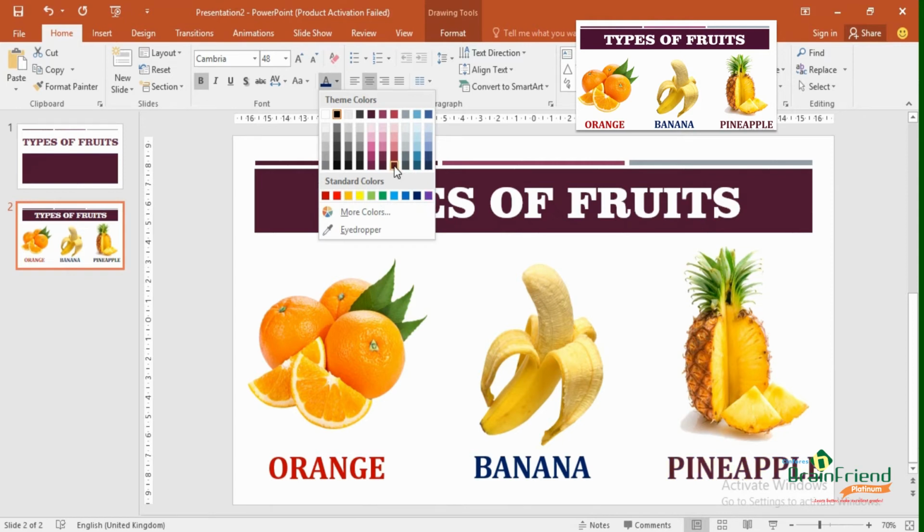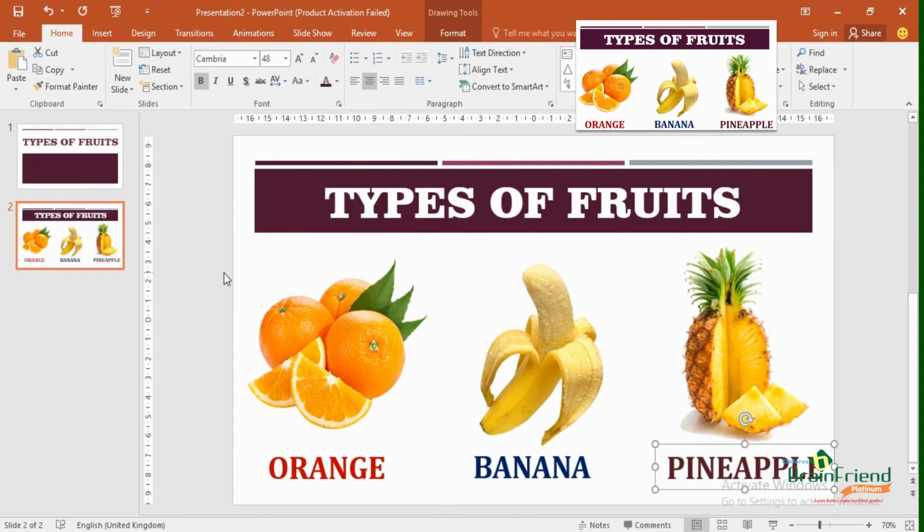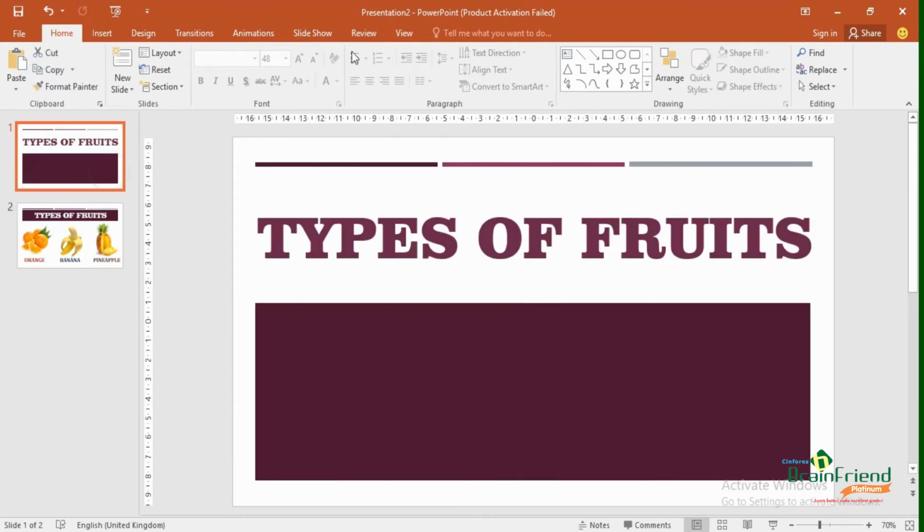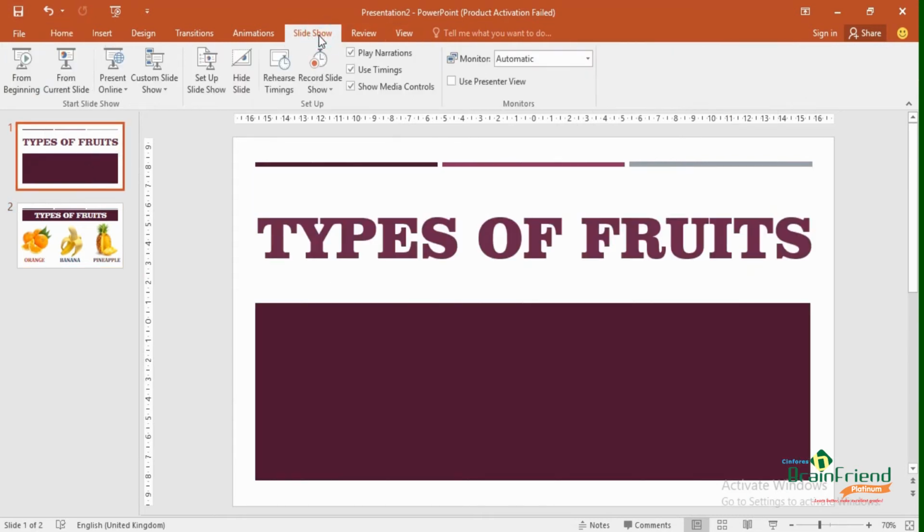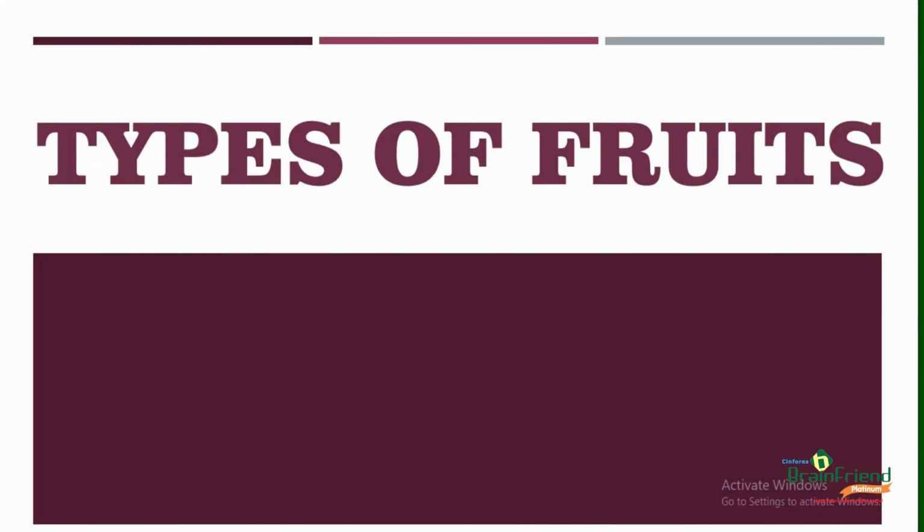And with this, we're done designing the first 2 slides. So let's play our presentation by using the slideshow menu. Click on slideshow and then click on from beginning. You can advance through the slides by using the arrow keys on your keyboard. This is what we have so far, a plain presentation.